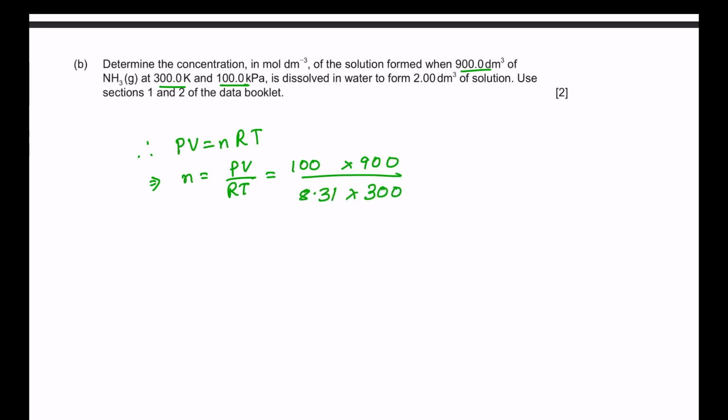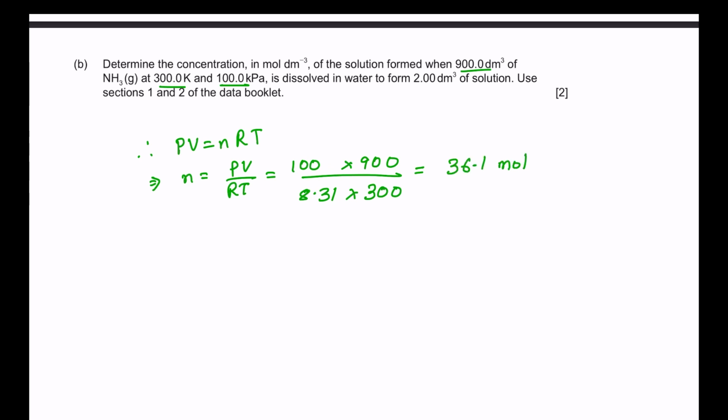Determine the concentration of solution formed when 900 dm³ of NH3 at 300 Kelvin and 100 kilopascal is dissolved in water to form 2 dm³ of solution. Firstly we have to find how many moles of ammonia are present in 900 dm³ of ammonia at 300 Kelvin and 100 kilopascals. We can use the ideal gas equation, PV equals nRT, to find the moles of ammonia. So n will be PV by RT. P is 100 kilopascals, volume is 900 dm³, R is 8.31, and temperature is 300 Kelvin. If we simplify this, we'll get 36.1 mole. This is the moles of ammonia.